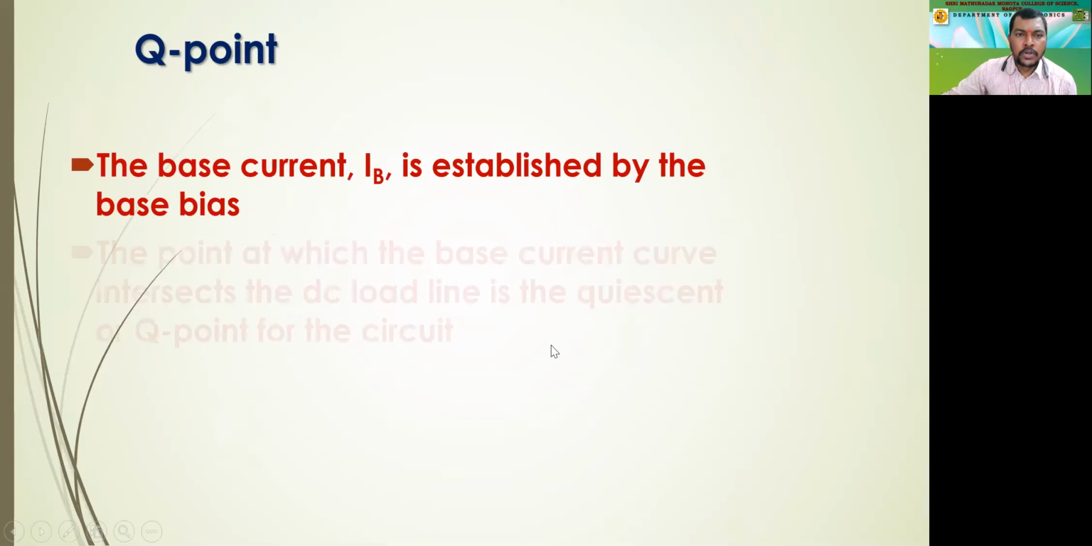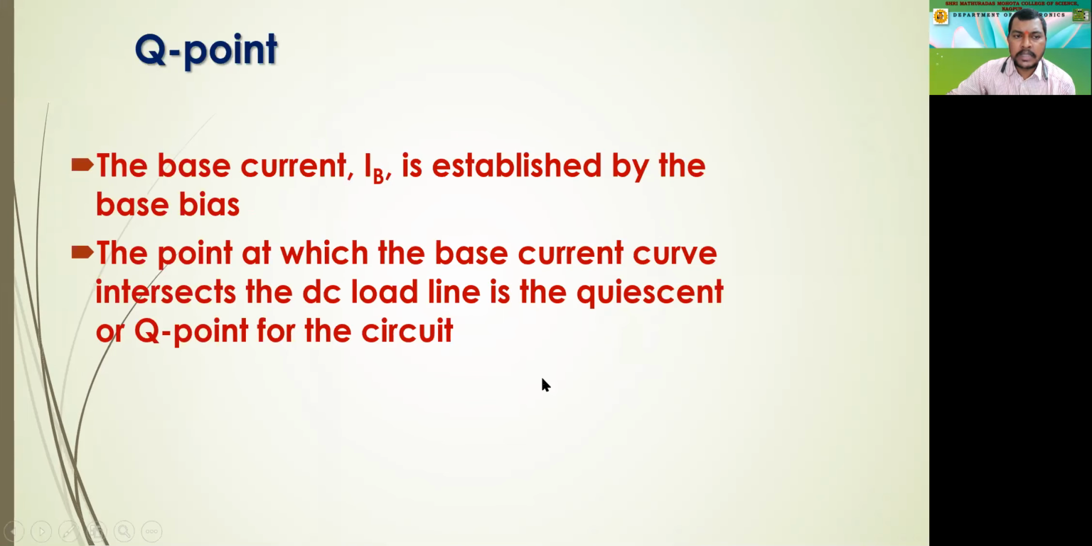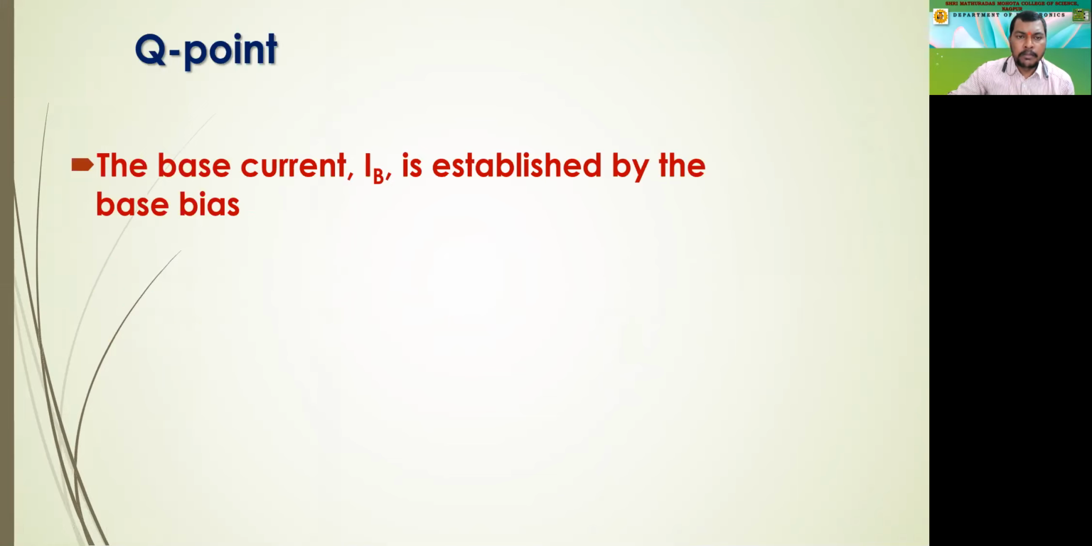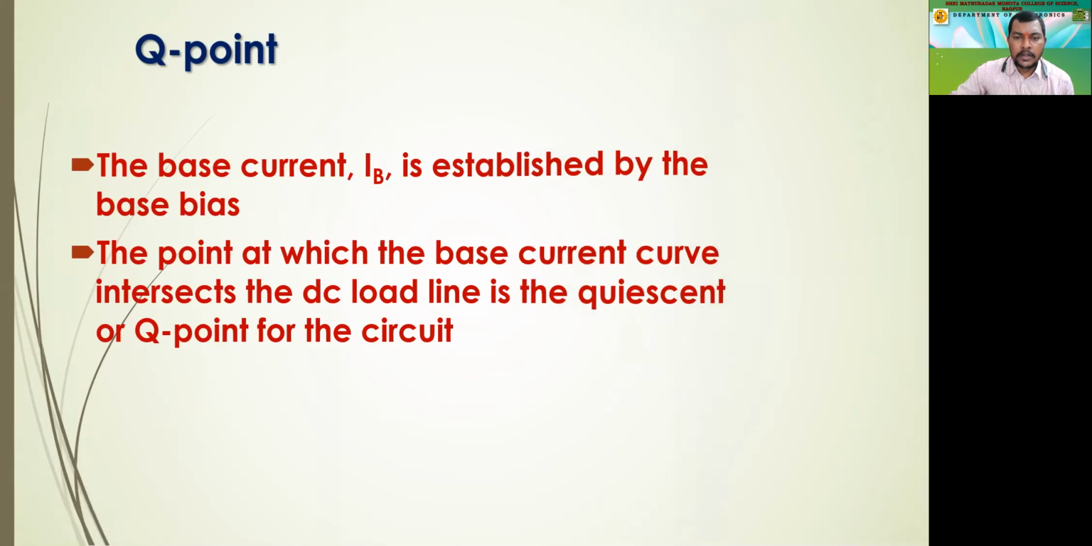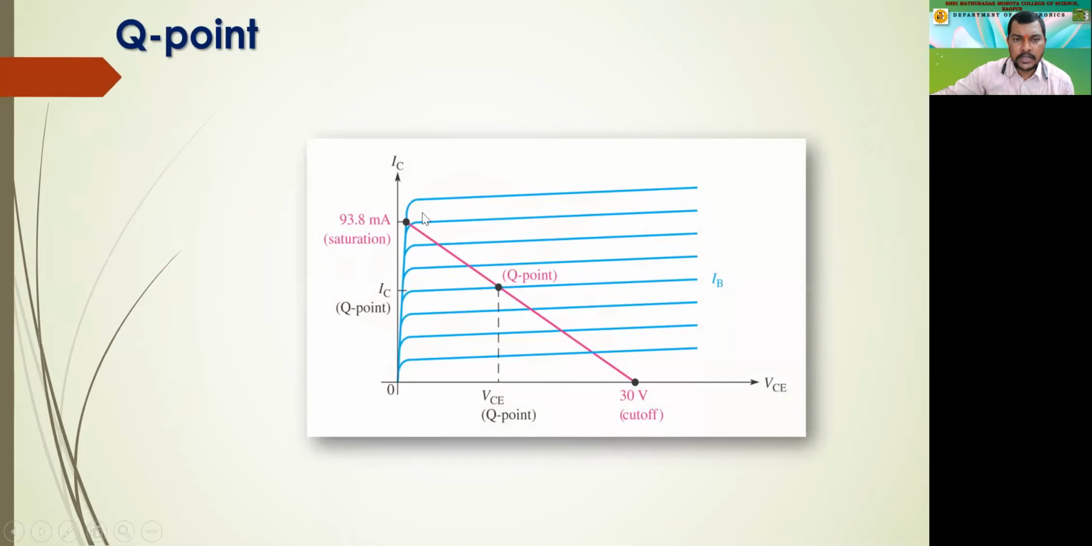Okay, so the Q point, that is called the quiescent point. The Q point is very important. The base current IB is established by the base bias, and the point at which the base current curve intersects the DC load line is the Q point of the circuit. I have shown the base current, right? So we have seen that in that circuit. So this is the graph, and if you are able to see, this is the point where the load line is intersecting, and this point is called the Q point. Here, this region is called saturation, whereas this region is called the cutoff region.